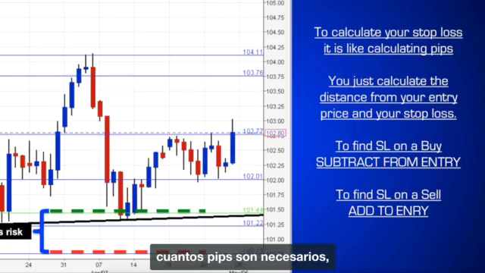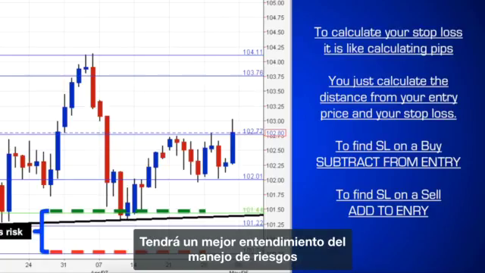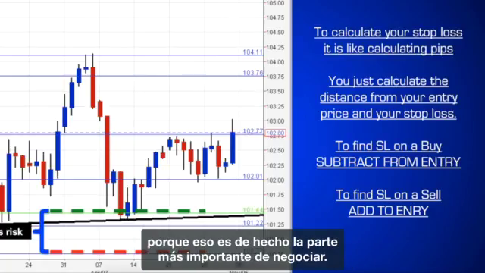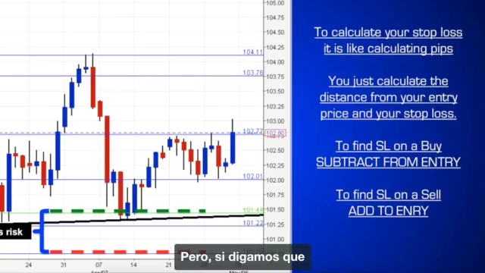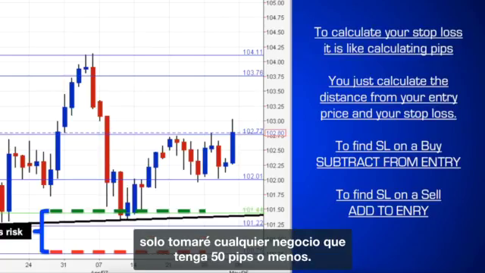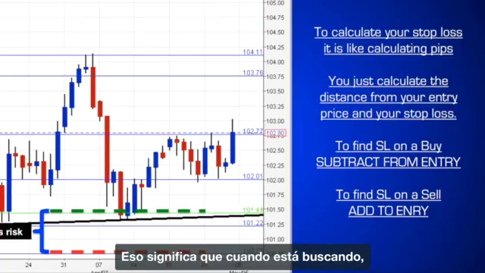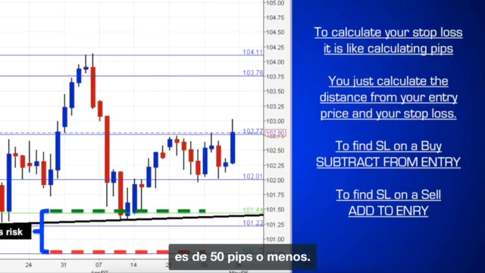To calculate your stop loss, after going through and understanding how many pips is necessary, down the line we'll talk to you more about risk management. You'll have a better understanding of risk management, because that's actually the most important part of trading, having a really good risk management plan. But let's say you know that, hey, my account can only handle 50 pips, I will only take any trade that is 50 pips and under. Then that means when you're eyeballing a trade, you need to make sure that the stop loss you set is 50 pips or less.